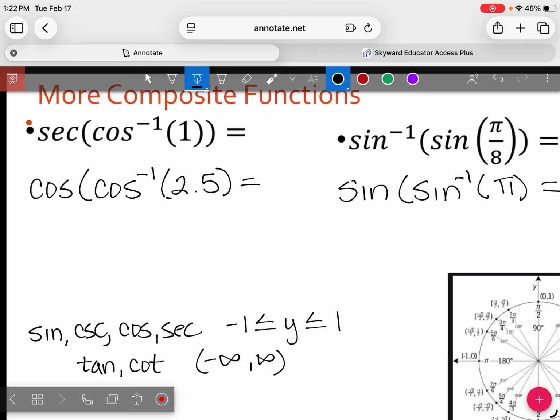Oh, so this one I actually wrote backwards. Let me fix that one. This should be the inverse sine, and then it should be a sine, not an inverse sine on the inside.